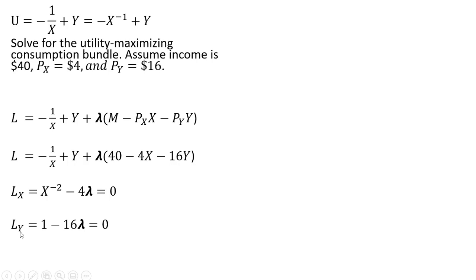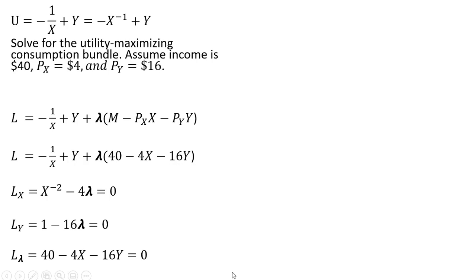The partial derivative of the Lagrangian with respect to good y is going to be 1. The partial derivative of y is just 1, and then we have left over here minus 16 times lambda, and that comes from the fact that this lambda is being multiplied by minus 16 times y, so taking the partial derivative of that with respect to y, the y cancels and you're just left with the minus 16 lambda. And then the final partial derivative, we take that with respect to lambda and just get back what's in parentheses, the constraint.